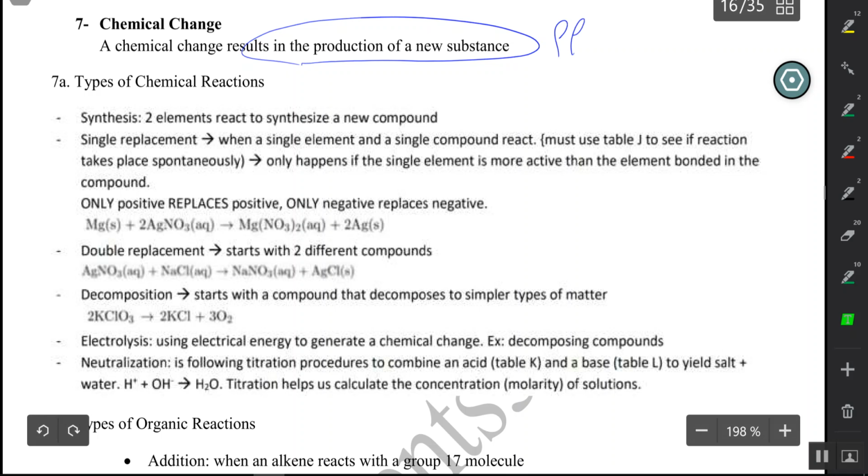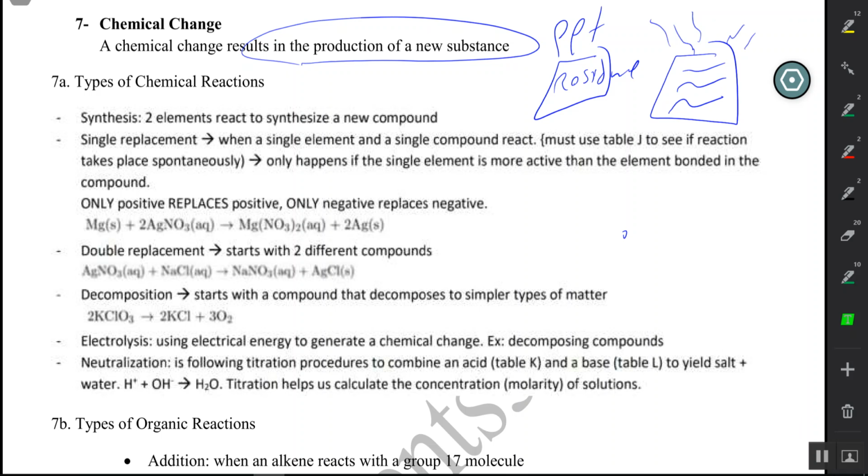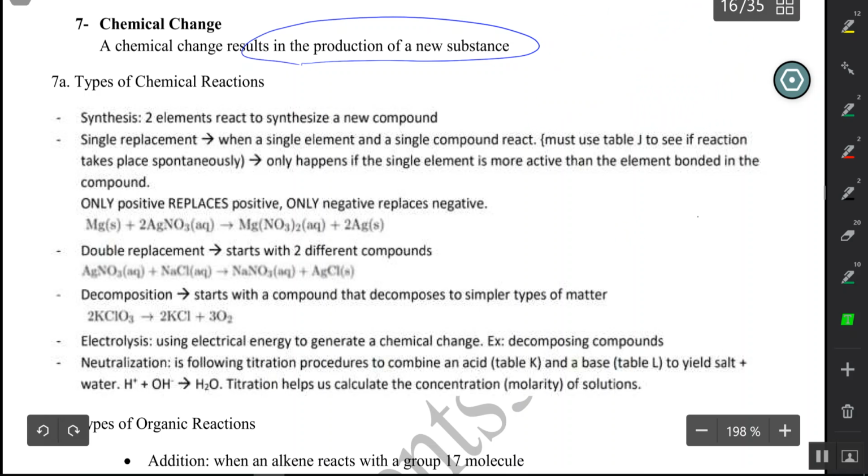A precipitate just means a residue, really, that's what it is. Let's say you mix two solutions together and eventually you get something at the bottom. You ask yourself, why do I have something at the bottom? That's indicative of a chemical change. Also, let's say you mix two solutions together and all of a sudden some kind of gas is produced. You smell something. That's also an example of a chemical change. Bubbles, you see bubbles. That's a chemical change. So a chemical change will almost always result in the production of a new substance.